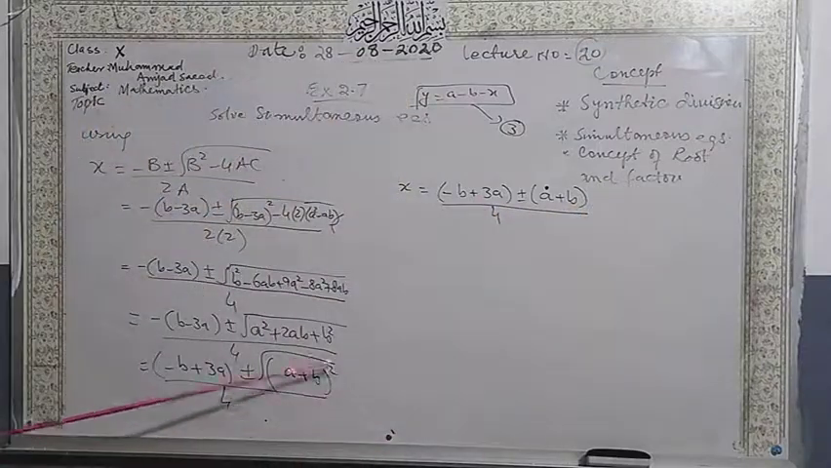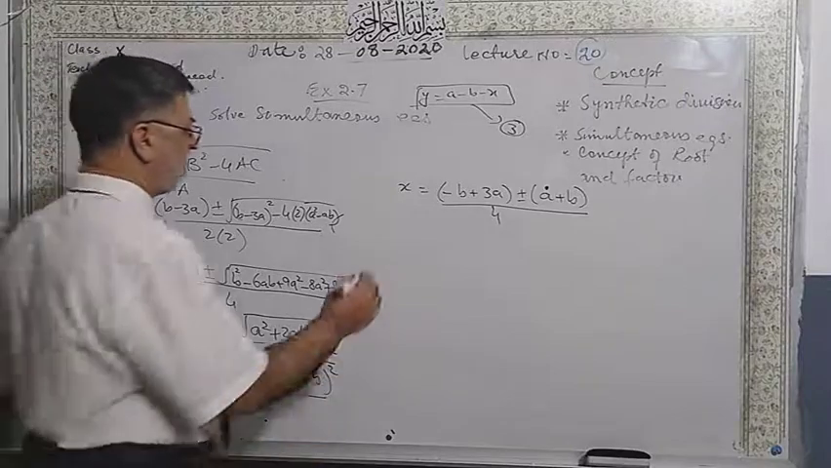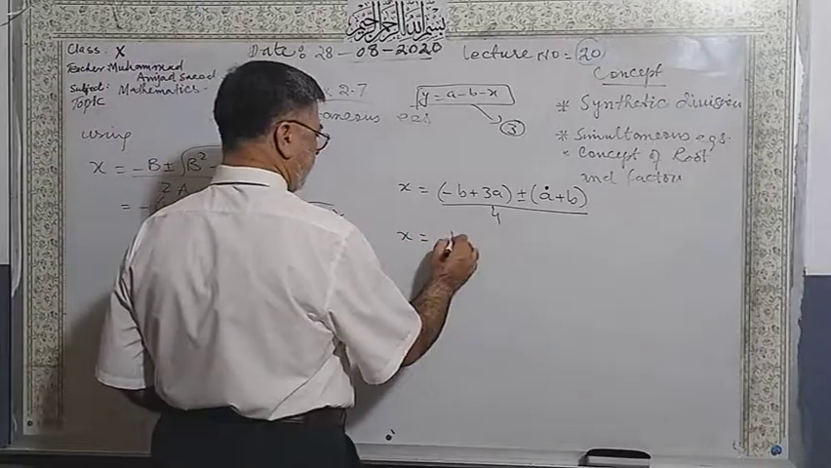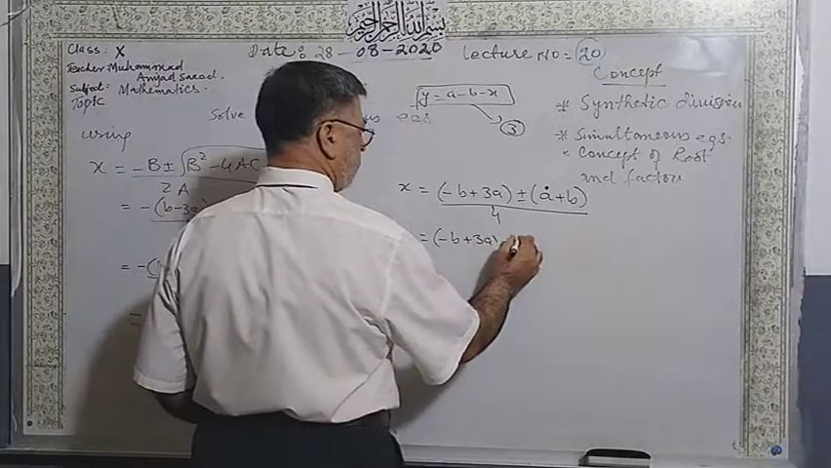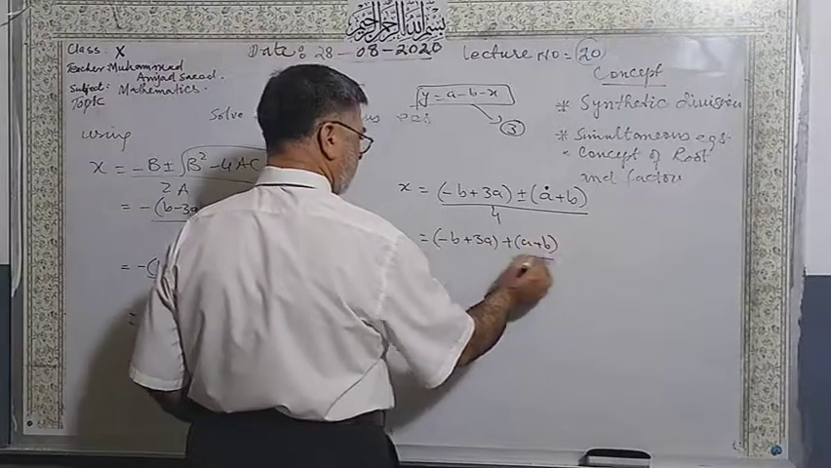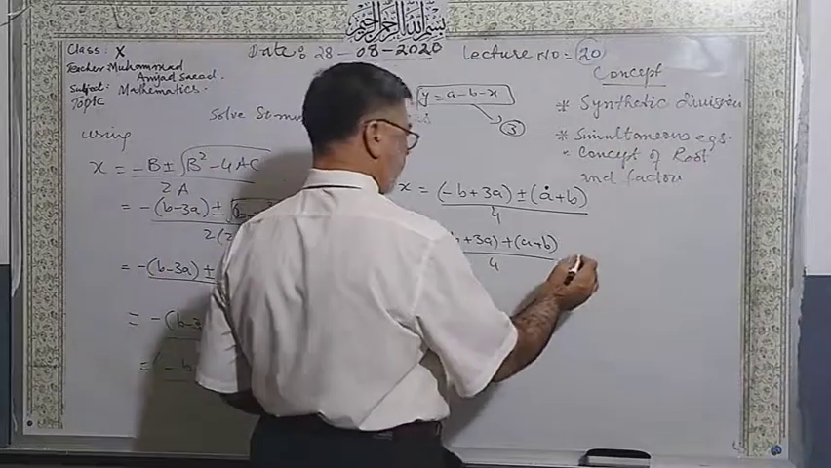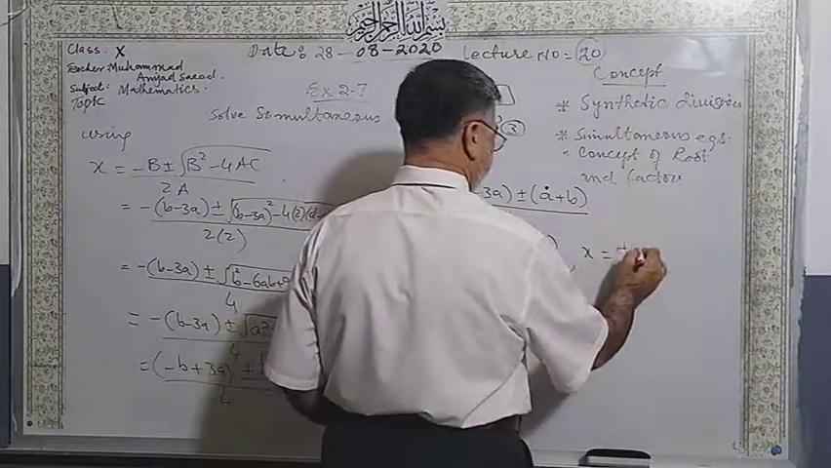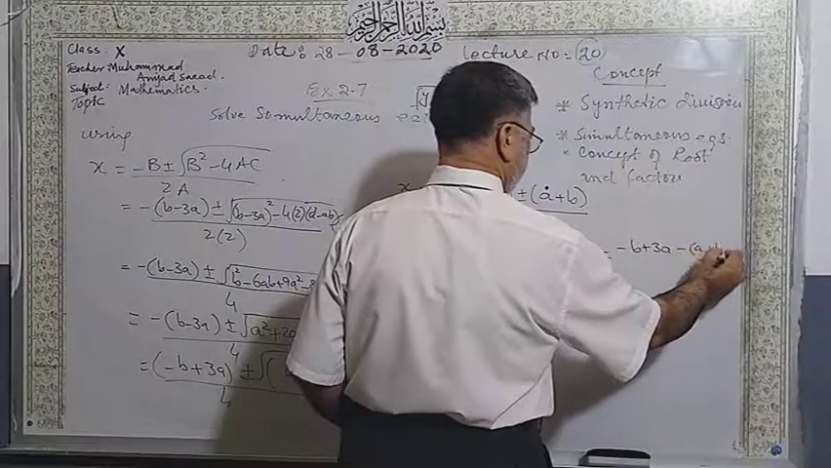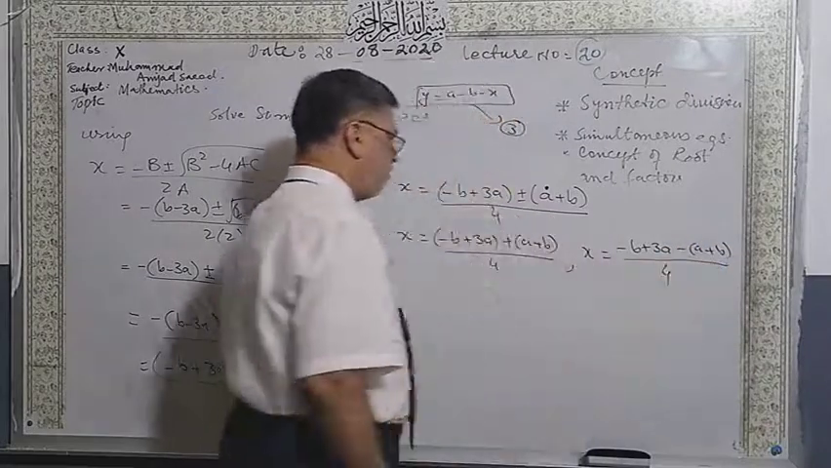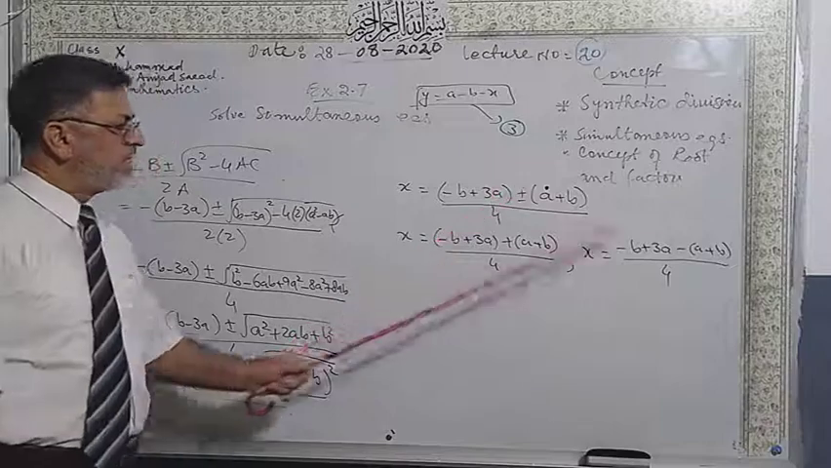This square and square root is cancelled out. So x is equal to minus b plus 3a plus a plus b over 4, and x is equal to minus b plus 3a minus a plus b over 4. Once positive, once negative.